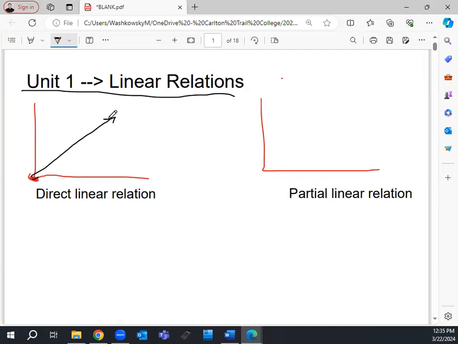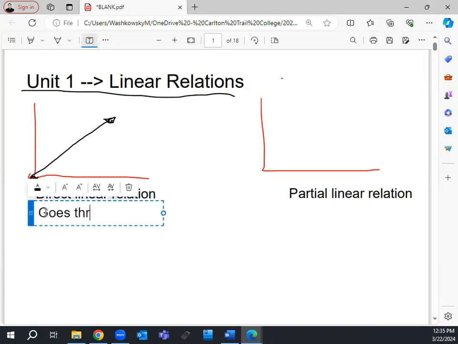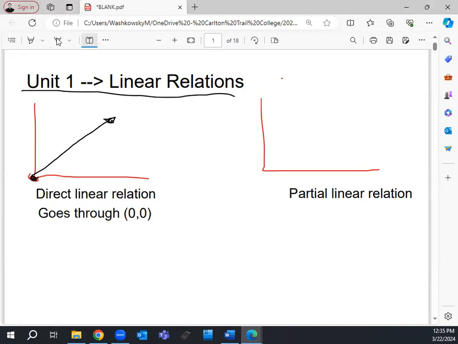If I look at this one here, I know this is a direct linear relation because it's going through the origin, which is 0, 0. Right? It's going through the origin. This tells me it's direct. Think about how much money you make if you work at a job. If I work 0 hours, I'm making $0, right?